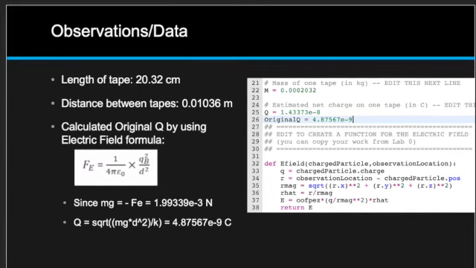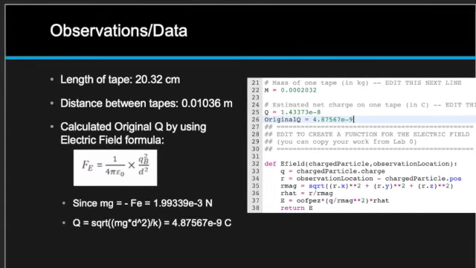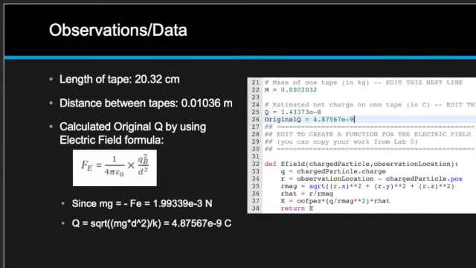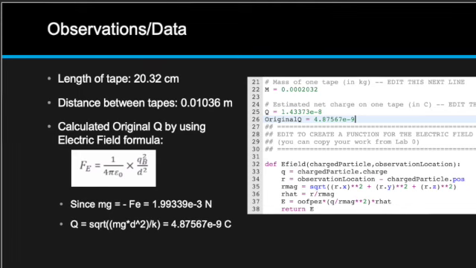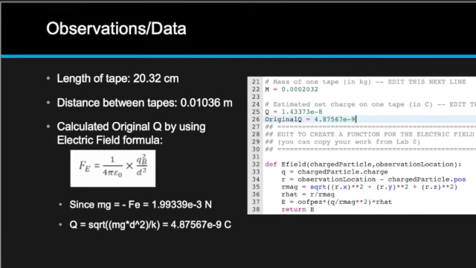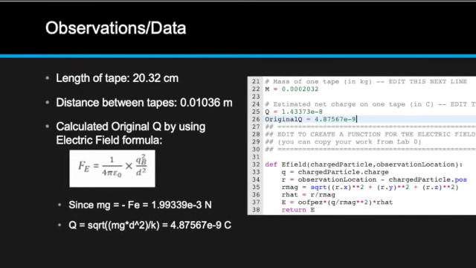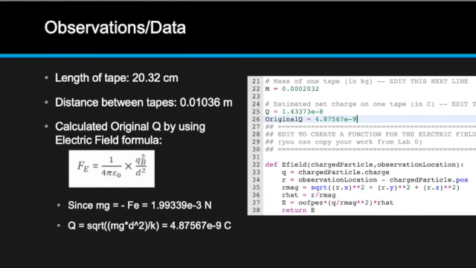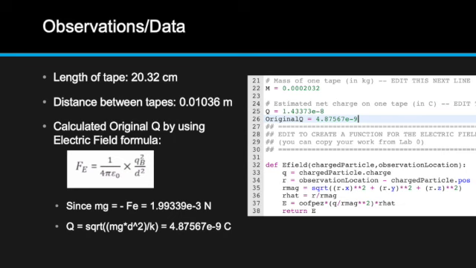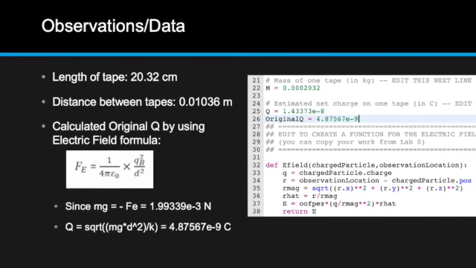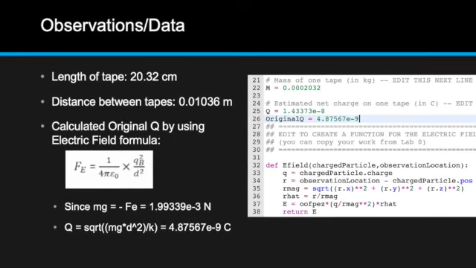And then to estimate the net charge on the same tape but using multiple point charges, aka a line charge, instead of one singular point charge, we got 1.43373 times 10 to the negative 8th, as you can see, which is not the same calculation, and we will discuss why later on.